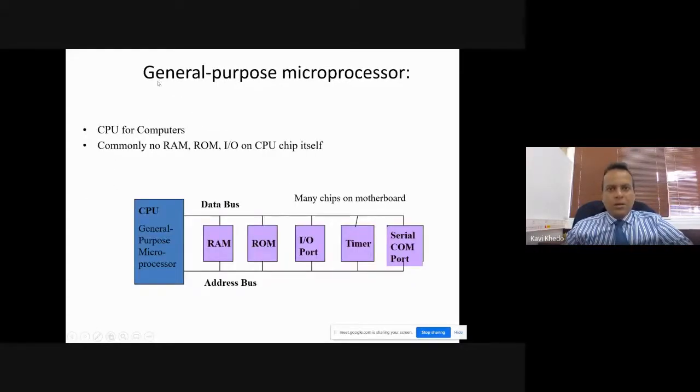And this is a general purpose microprocessor. So this is the microprocessor on this side. Then you have data bus and address bus to get the addresses of the different memory locations, and data bus is mainly for the transfer of data. So you have many chips on the motherboard. So everything is on the motherboard, and your CPU is separated.